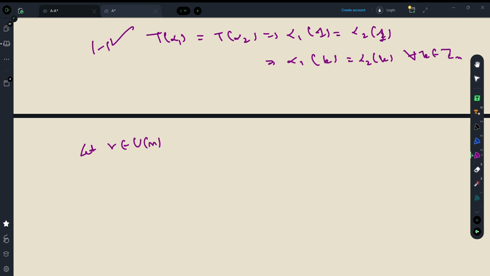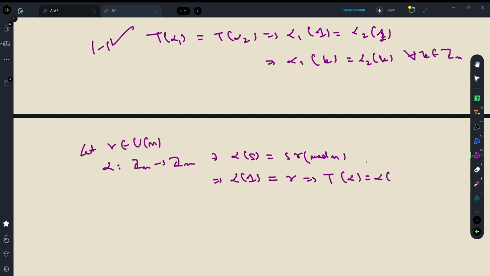And to show onto, we just need to specify an automorphism, nothing else. Let R be in Un. So how did we actually define them to be onto? Recall, if I have a map alpha from Zn to Zn such that any element S is mapped to S times R modulo n, then we are done. That is exactly what we did previously. So 3 times 7 was giving 21, but 21 is 1 modulo 10. That's exactly what we are doing here. But then observe that alpha of 1 is R, right? So this implies T of alpha, which is defined as alpha of 1, is R. So for every element R in Un, there exists some alpha, because you can justify this to be an automorphism. That's a very easy check.